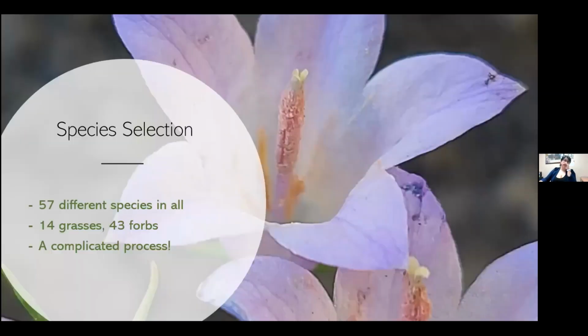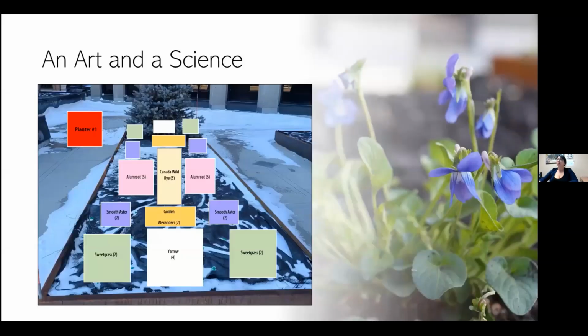So all in all, what ended up being in there is 57 different species. There's 14 different species of grasses and 43 different forbs. And designing these planters was a pretty complicated process. There are 11 in all, 11 planters. This is an example of one of them.